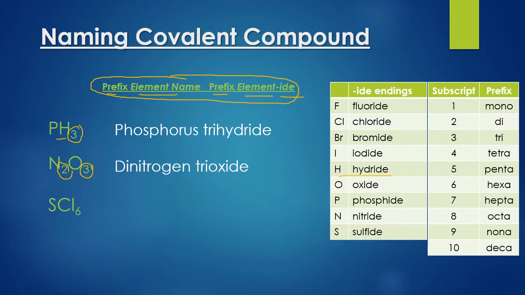SCl6. So S is sulfur. How many? There's just one. Since it's the first element present, we are not going to use the prefix mono. So it will be sulfur, and then chlorine becomes chloride. Since there are 6 of them, the prefix going on that one will be hexa, so hexachloride.